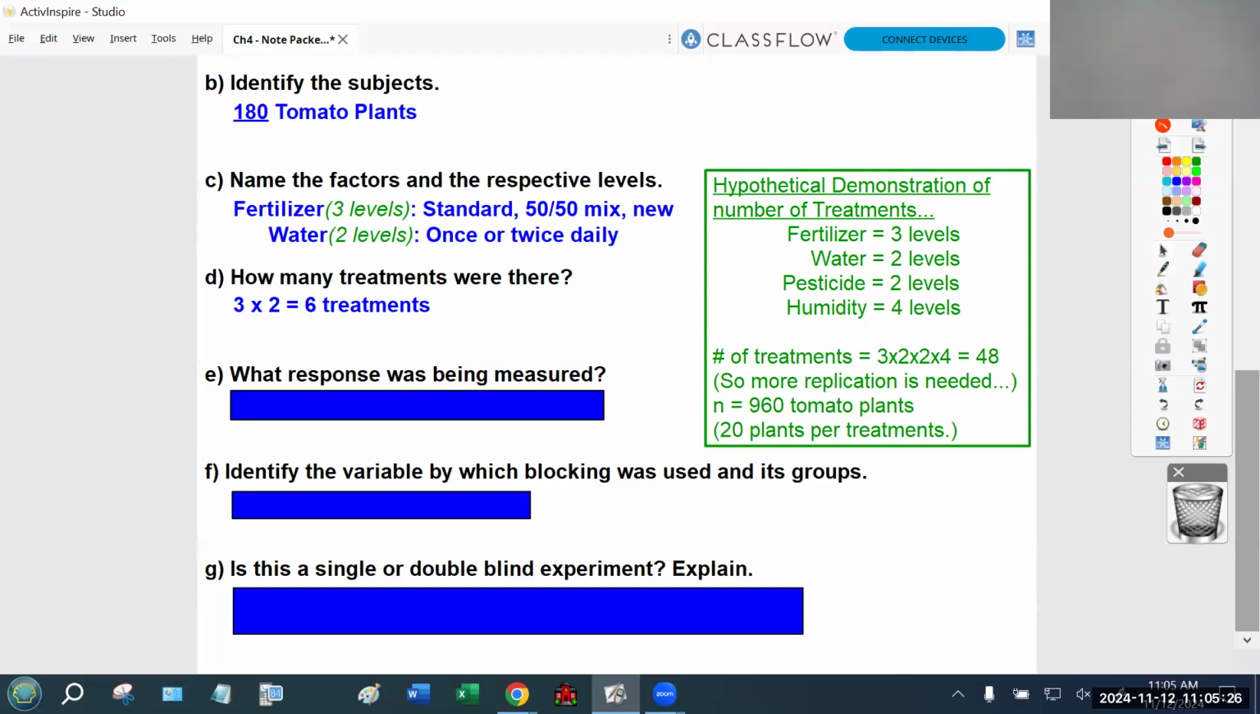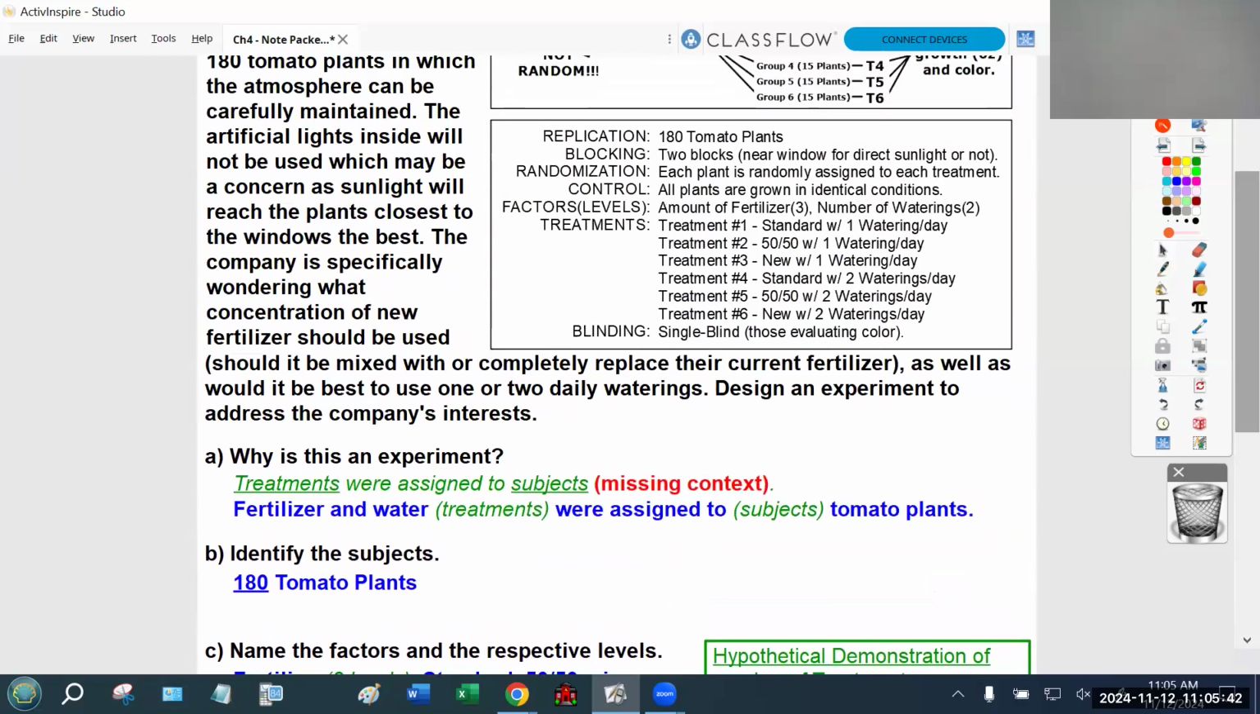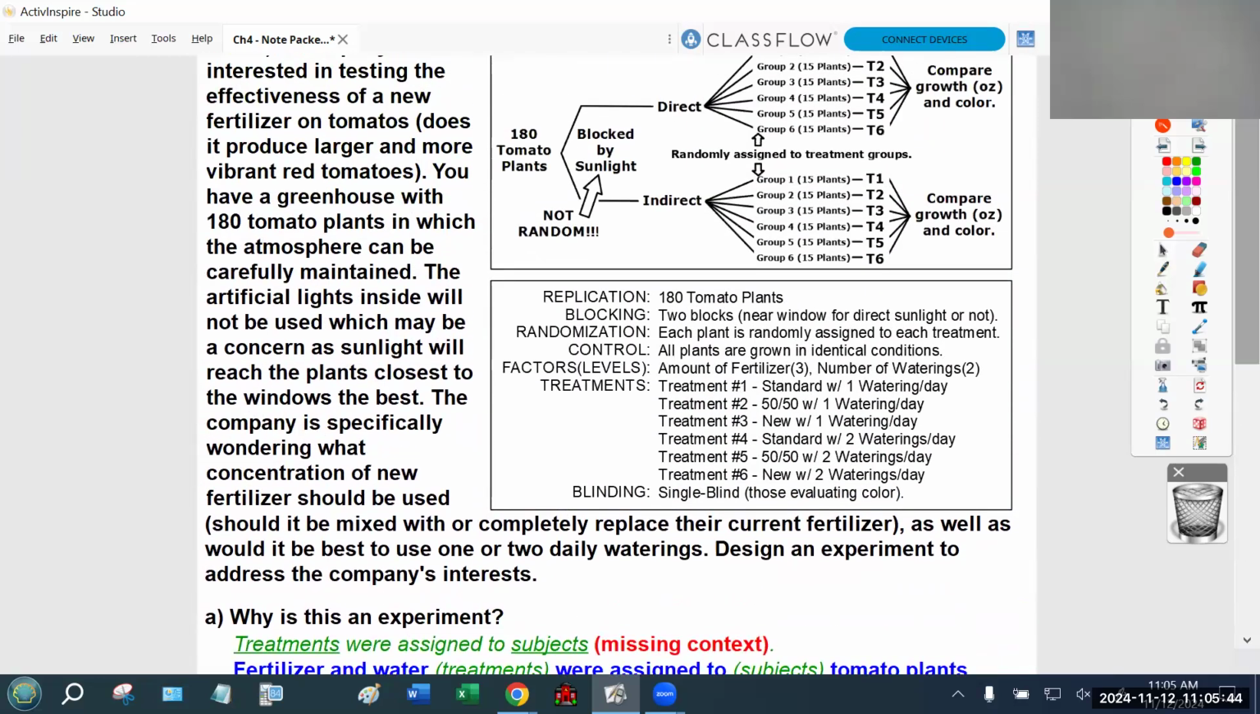In the original, we had 6 different treatments, so each treatment was being applied to 30 different plants. Well, if you wanted to apply it to only, say, 20 different plants, you need 960 plants. Now, the response that's being measured is on the tail end of the design. It says growth in ounces. It even gives you the units and color.